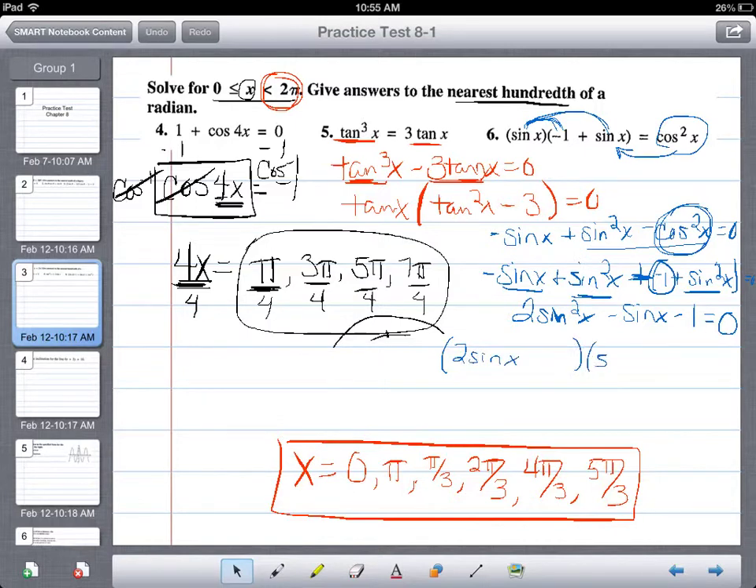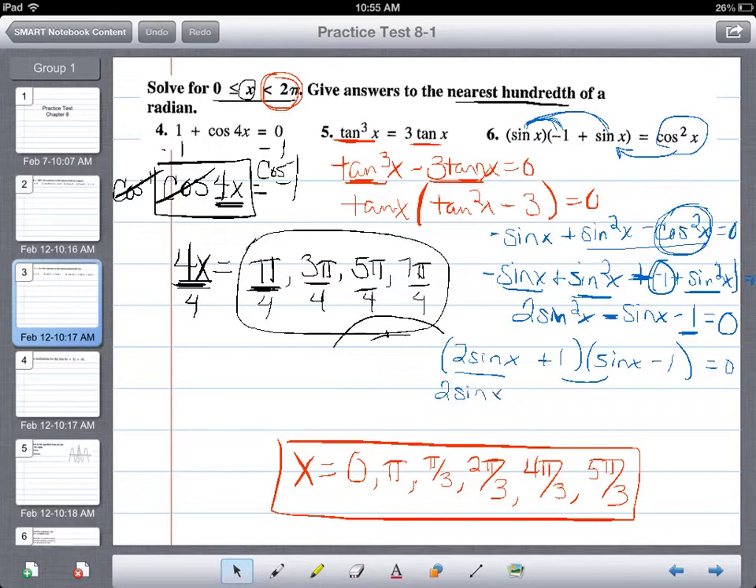And I'll take a negative sign out and put it in front of the parentheses. The 1 has to go in the back of the parentheses. Now I need to determine what would add or subtract to get negative sine x in the middle. Well, if I take a negative 2 sine x plus a positive sine x, that would give me the negative 1 sine x. Now that I've got that factored, I will set each factor equal to 0.